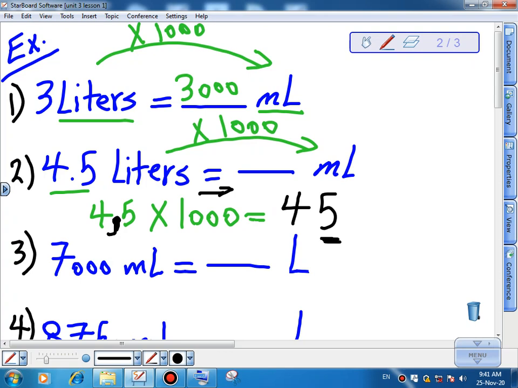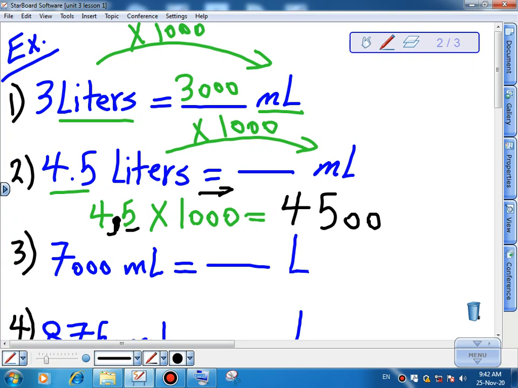I have only 1 digit, which is 5, so 2 digits remain. We will put 0 and 0. It will be 4500. I have only 1 digit after the decimal point, which is 5, but I need to move the decimal point after 3 digits, so we put 2 zeros to make these 3 digits. If you put the decimal point like this, it's not important because there is no number in the decimal part, so we cancel the decimal point. It will be 4500 milliliters.